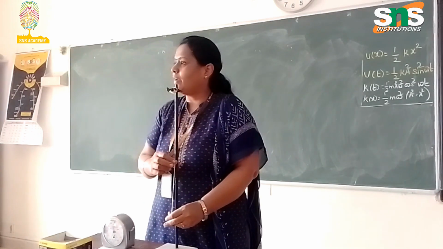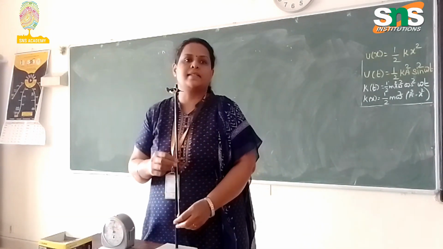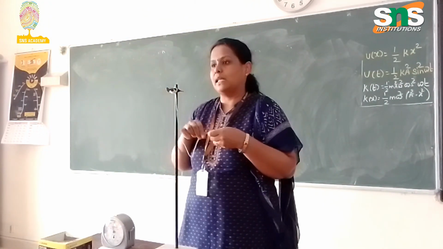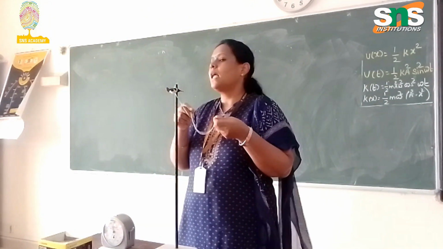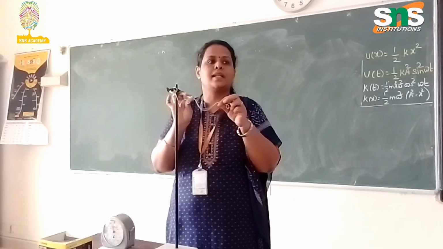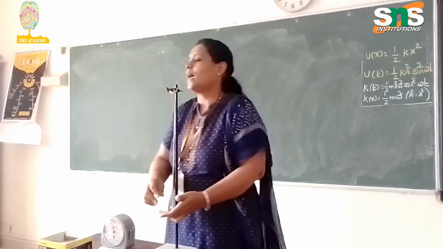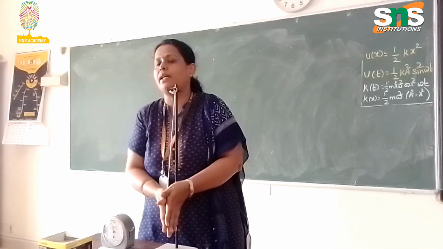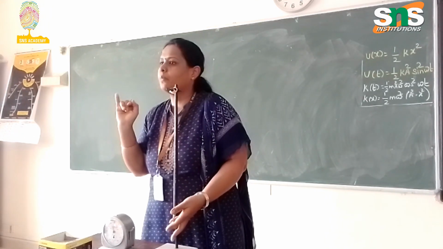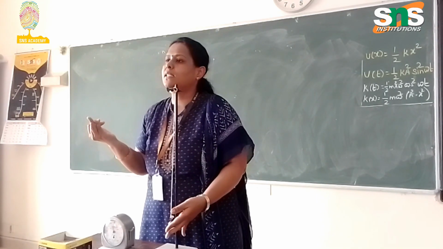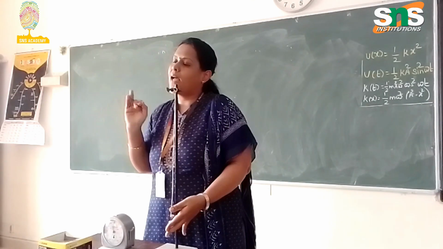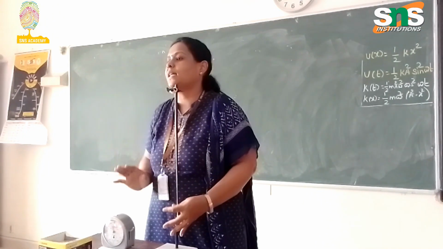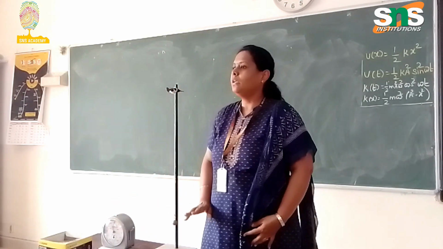And this string is massless and inextendable. We are going to consider this string as massless, it has no mass, and it's inextendable. We can't extend this string. So two assumptions are made for the string: one is that it's massless, and the other is that it's inextendable. The string won't extend. With these two assumptions, we are going to derive the equation for the simple pendulum.